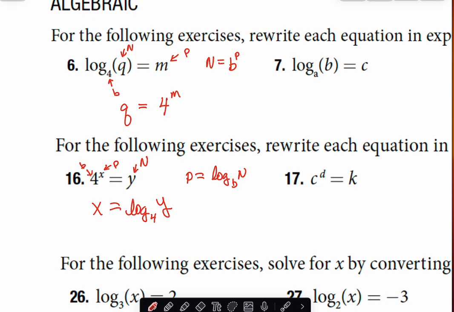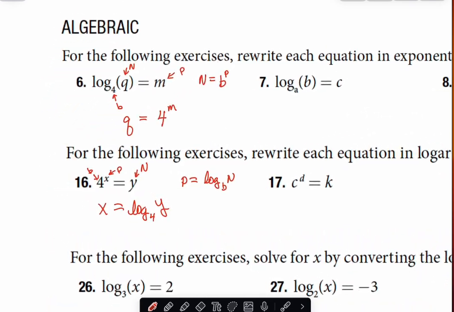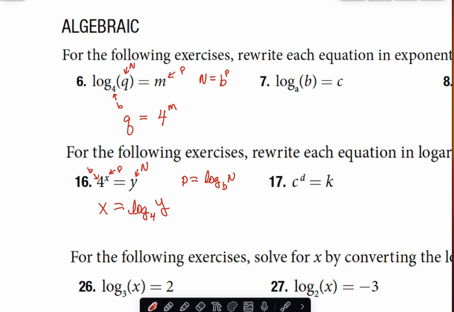Section 6, 7, 8, and 9, rewrite it as an exponential. 16 through 19, write it as a logarithm. So this is your answers for there. No evaluation involved, just do a flip-flop, because that flip-flop is going to be important as we do exponential and logarithmic equations.